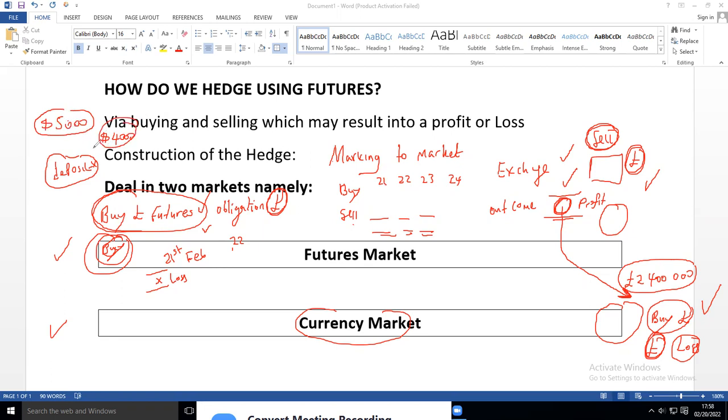Some exchanges, they say, no, whatever happens, every morning the following day, we'll debit you every day. There's even no limit. As long as you make a loss, the following day we'll debit you and you need to top up. Some exchanges, you need to do a top up almost every day. If you're making a loss every day, they'll ask you to top up or your bank account will be debited accordingly. This margin, the initial amount that you put in is called the initial margin or deposit margin. Every time we ask you to come and top up, we call that a variation margin.